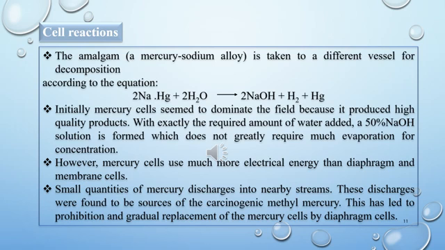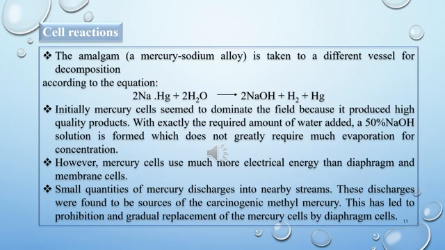The first point is that we do not use mercury cells because they use more energy as compared to diaphragm cells and membrane cells. And the second point is that mercury is discharged during this process and that mercury produces methyl mercury, which is carcinogenic. So due to this reason, mercury cells are replaced by diaphragm cells.